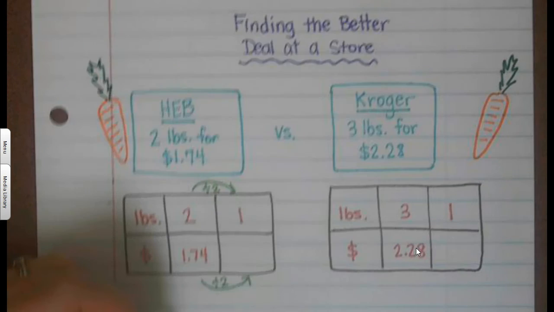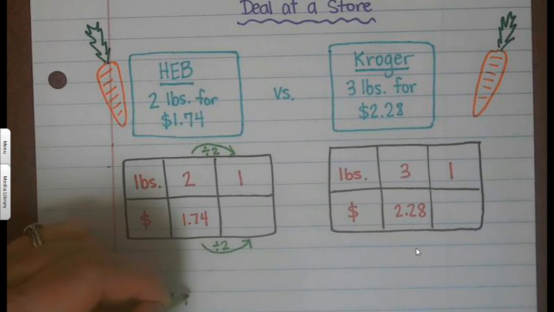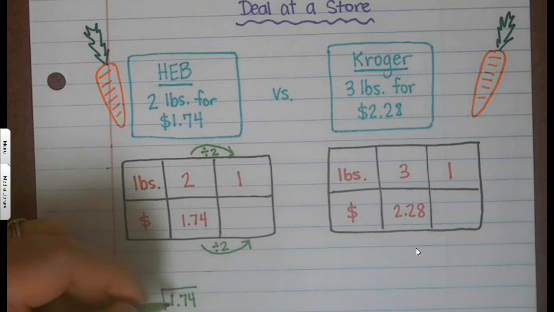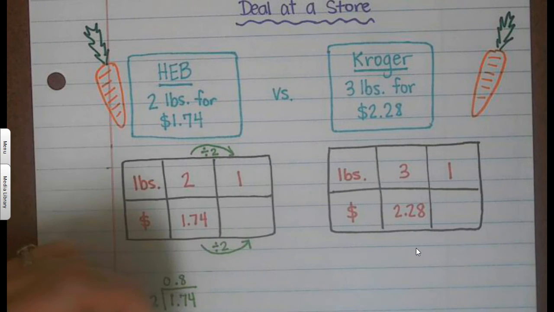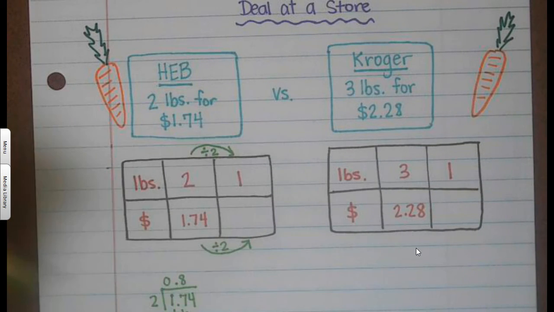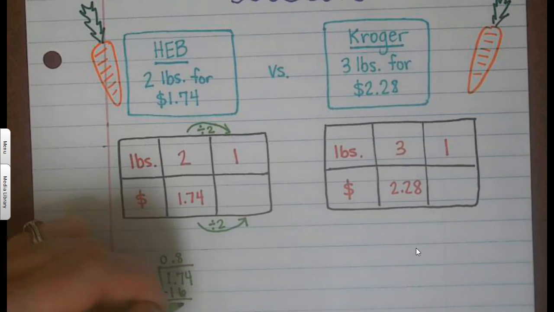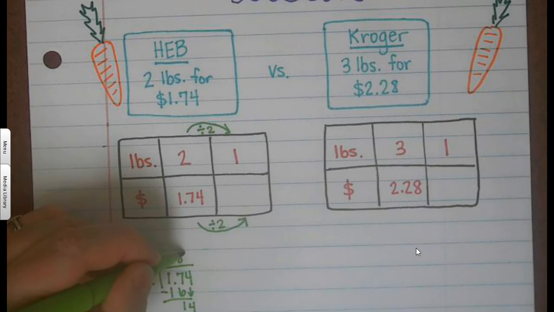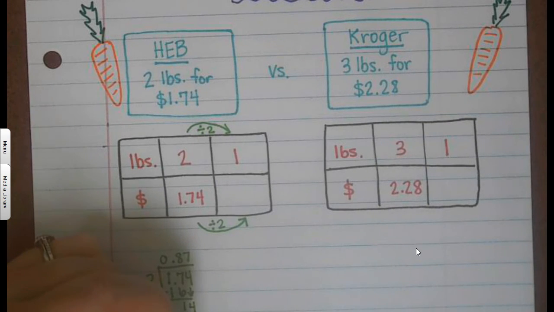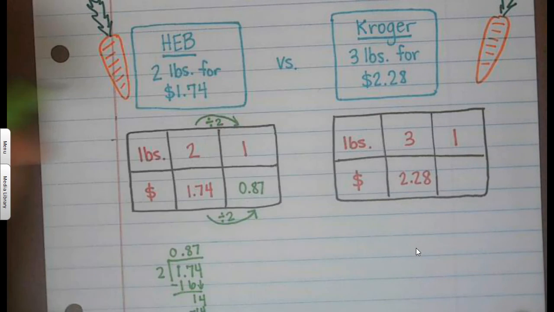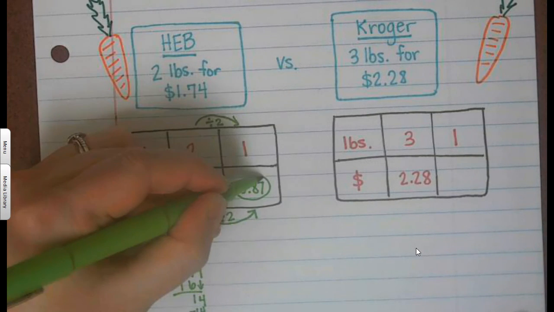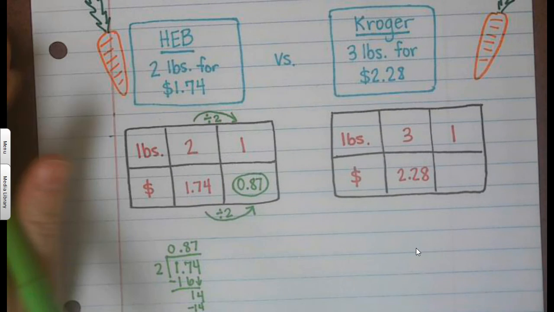So $1.74 divided by 2. These you'll definitely have to work out on the side because most of us can't divide decimals in our head. 2 does not go into 1, but it goes into 17 8 times. That's 16. 17 minus 16 is 1. We bring down the 4. 2 goes into 14 7 times. So that means that HEB's unit price or unit rate for their carrots is 87 cents per pound.